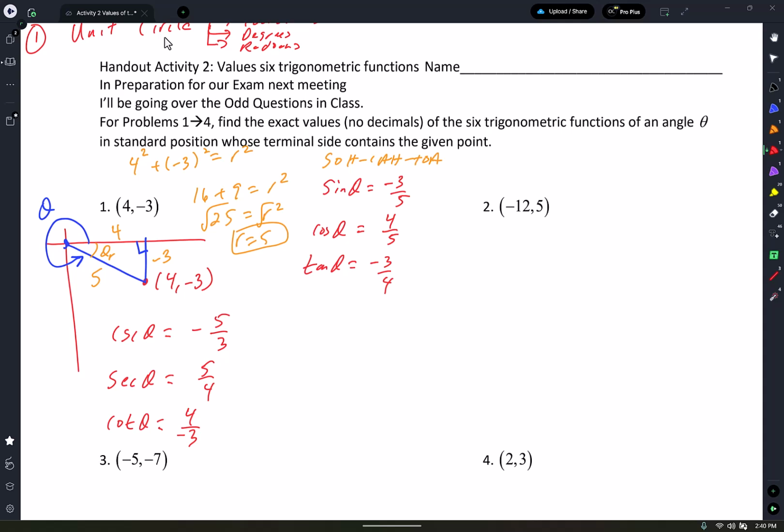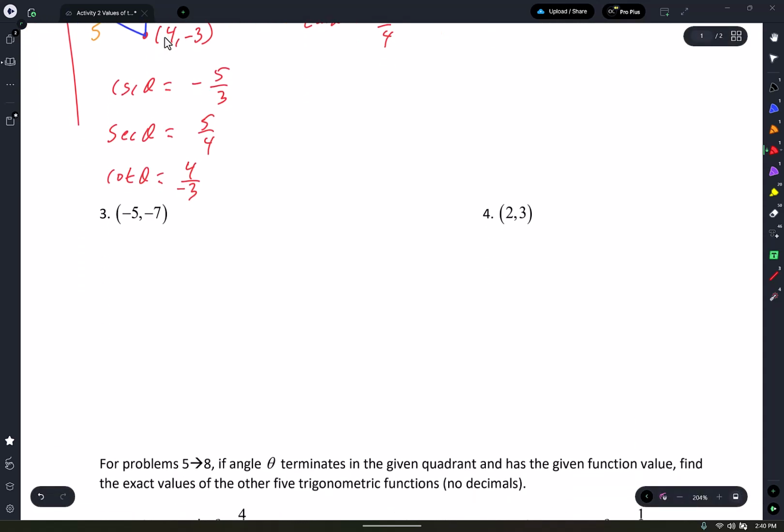Was that straightforward, guys? Nothing crazy? Okay. Number 3, same deal. Negative 5, negative 7. Where are both coordinates negative? Quadrant 1, 2, 3, or 4? 3.